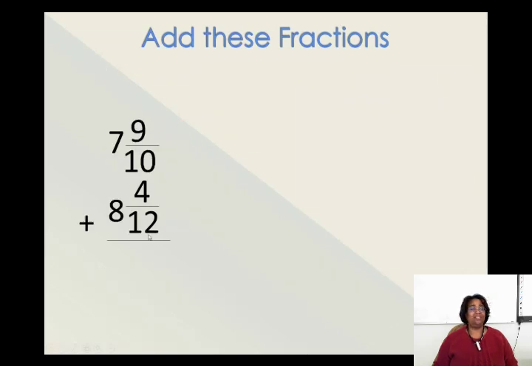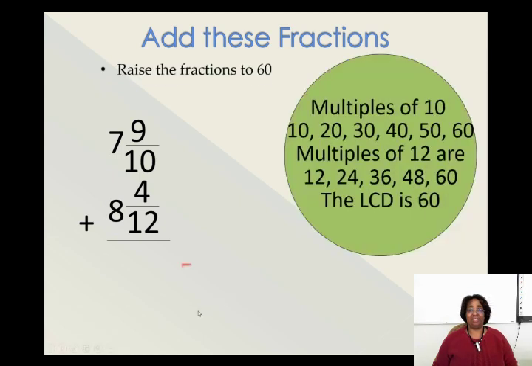What's the LCD for 12 and 10? Try the shortcut. 60? 60, right? Because 12 is the largest, so I'm going to go 12 times 1, 12 times 2, 12 times 3, 12 times 4, 12 times 5 is the only one that's going to work. So 12 times 5 is 60. So we're going to raise it to 60.